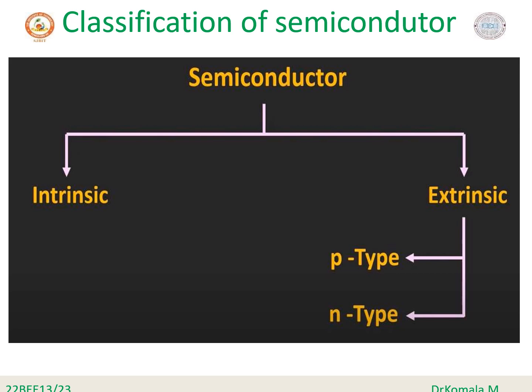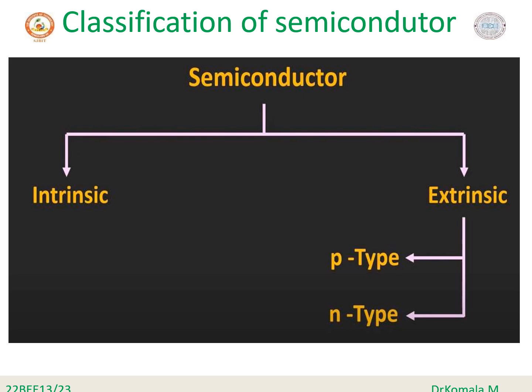A material in its pure form is called an intrinsic semiconductor, and whenever doping, or an impurity, is added to an intrinsic semiconductor, it becomes an extrinsic semiconductor. The extrinsic semiconductors are further classified into two more types: P type semiconductors and N type semiconductors.